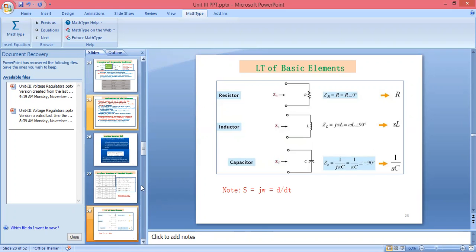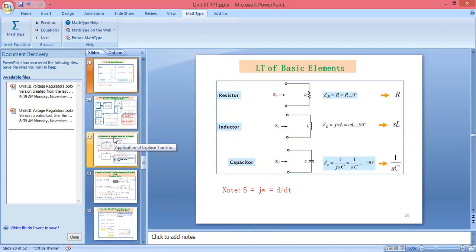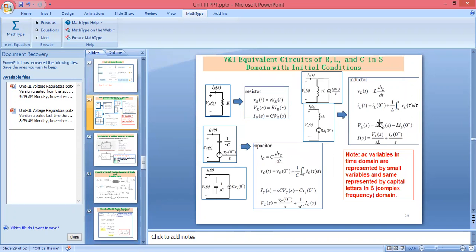Now we are supposed to see how, if there is an equivalent R, L, and C circuit, we derive the Laplace transform considering initial conditions. It means we have to consider initial conditions here, and we are supposed to calculate the V and I by using the Laplace transform. We have to derive voltage and current, but how can we derive it? By using the Laplace transform.